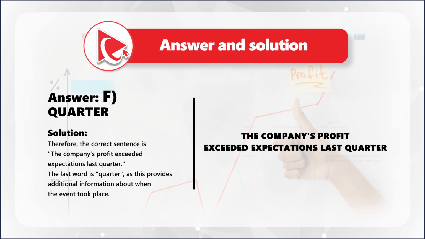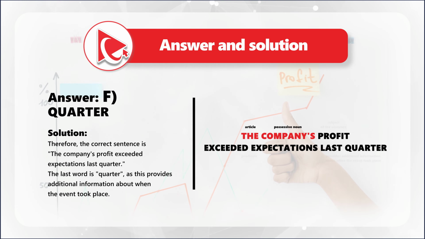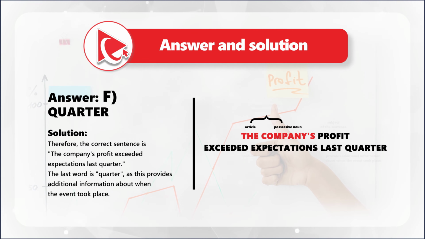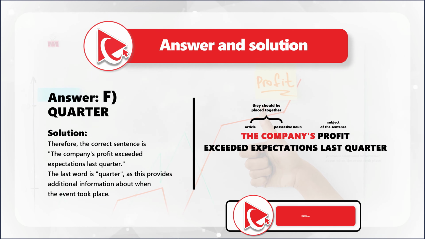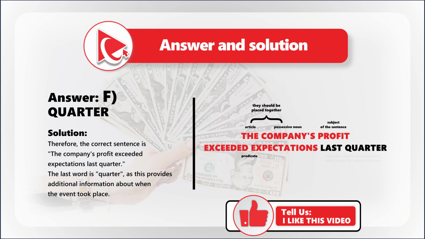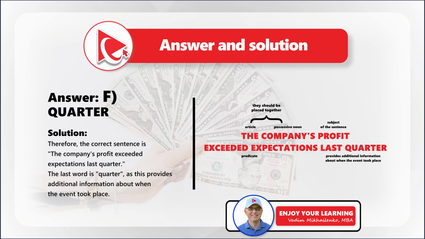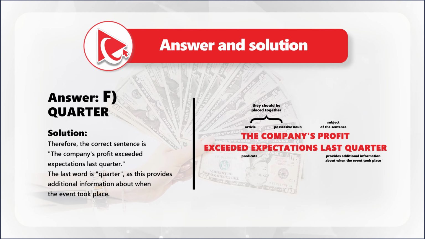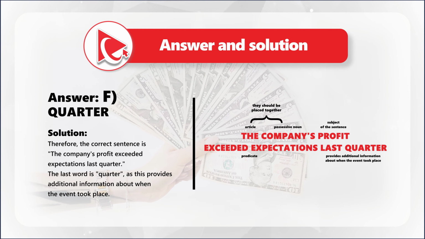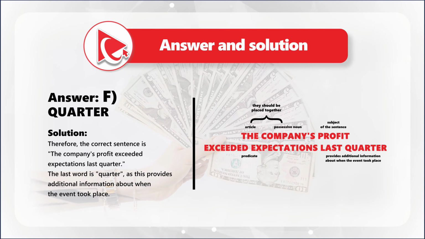The correct sentence is built by using an article, the, and the possessive noun, companies. The company's, in a typical sentence in English, they should be placed together. Profit is the subject of the sentence, and exceeded expectations is the predicate. Last quarter provides additional information about when the event took place. So the correct sentence here is the company's profit exceeded expectations last quarter. The last word in this sentence is quarter. So the correct answer here is F, quarter.